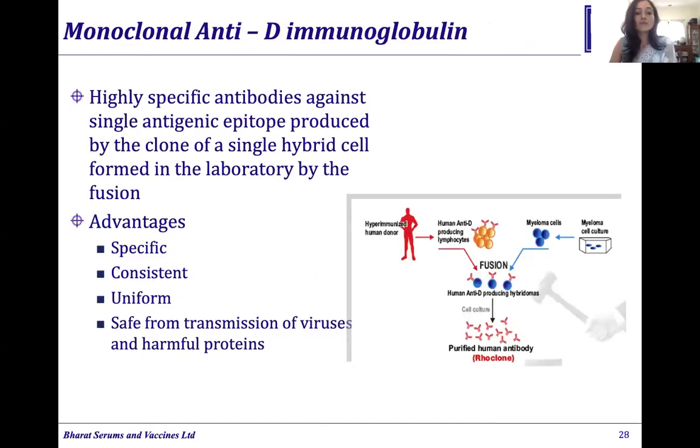Talking about the monoclonal antibody, here we are comparing the monoclonal versus the polyclonal. We'll have a brief look at what these are and then look at the recommendations. Monoclonal is a highly specific antibody derived from single hybridoma cells and developed in the laboratory. The advantage is that it is specific, consistent, uniform, and safe from the CJD virus and harmful proteins, which the polyclonal antibody source can be a risk for.